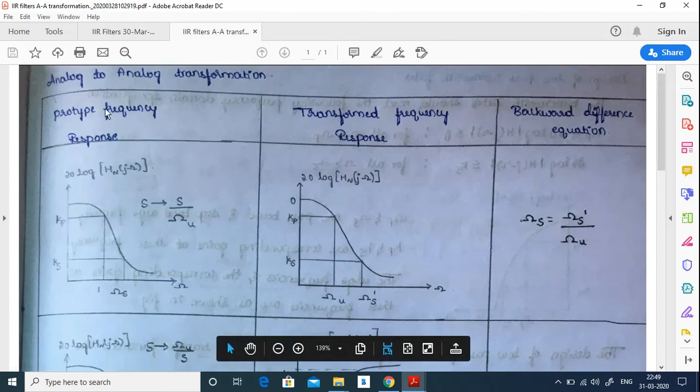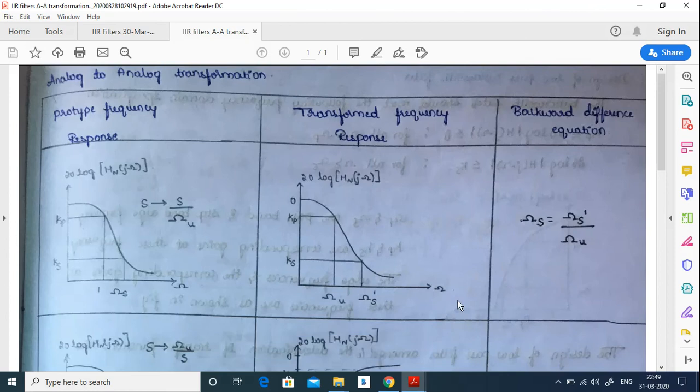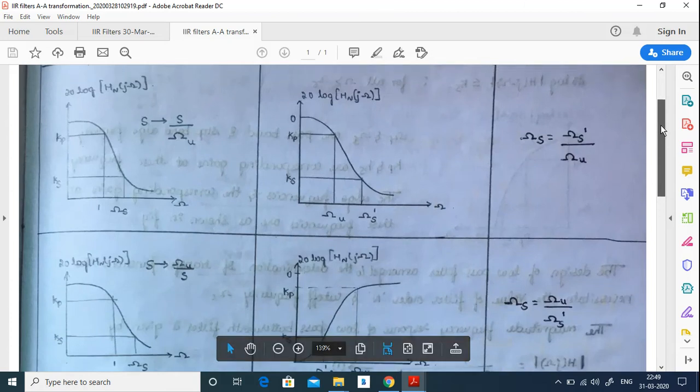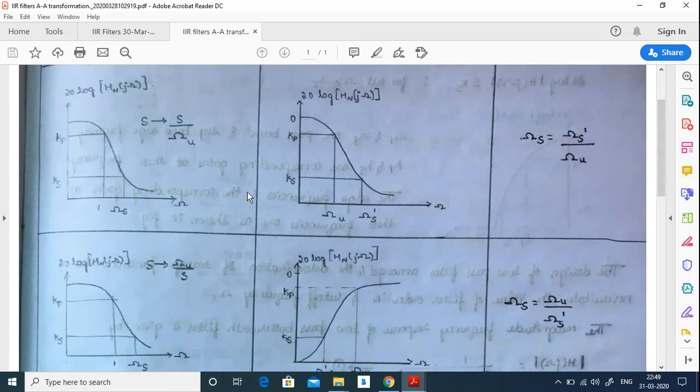In the first column, we have written the prototype frequency response. Here, if you observe, they're all one and the same. That is, the x-axis is always the frequency axis, and the y-axis is the magnitude axis or gain axis. And if you observe, here you will get two values. One is kp, ks. Corresponding to kp, we have omega p, and its value is always 1, which is what I mean by normalized. Corresponding to ks, we have one more frequency, that is omega s. This could be any value.